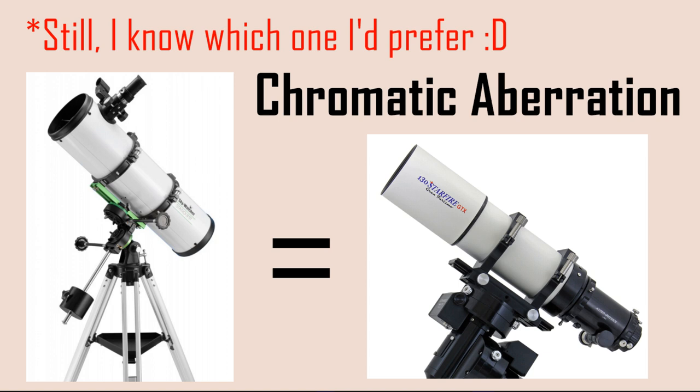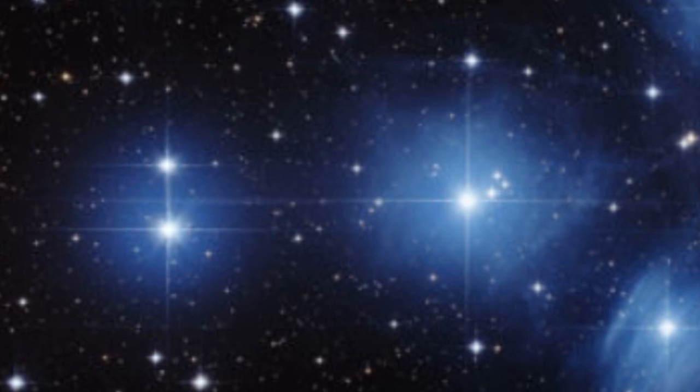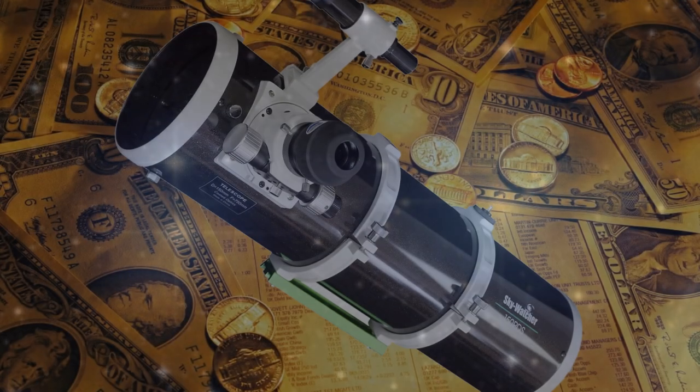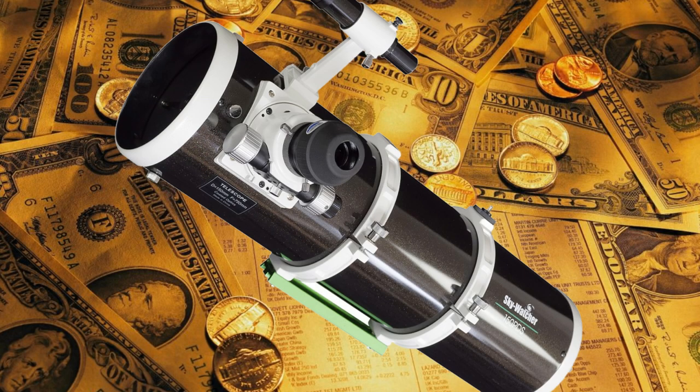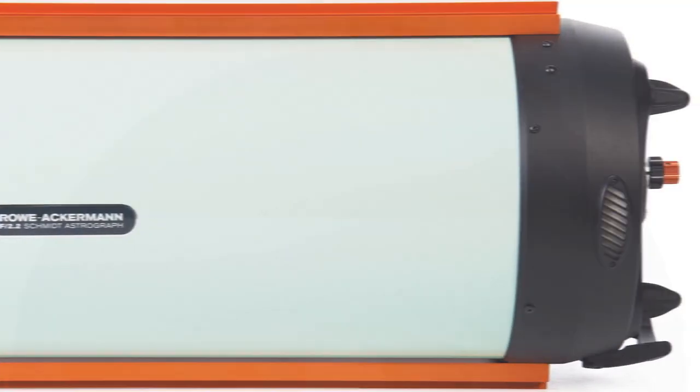Other aspects such as contrast are not quite as good with a Newtonian, and you do get diffraction spikes on bright stars caused by the spider vanes which hold the secondary mirror in place. But the affordable cost of a fast telescope with zero chromatic aberration makes a Newtonian a very good choice for imaging on a budget.